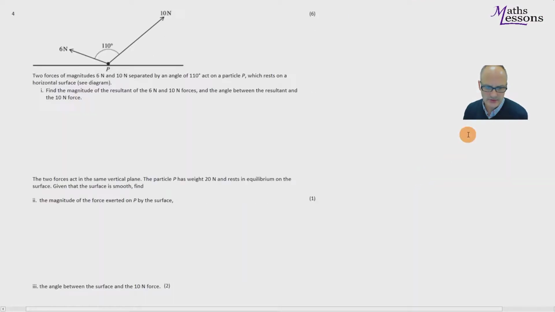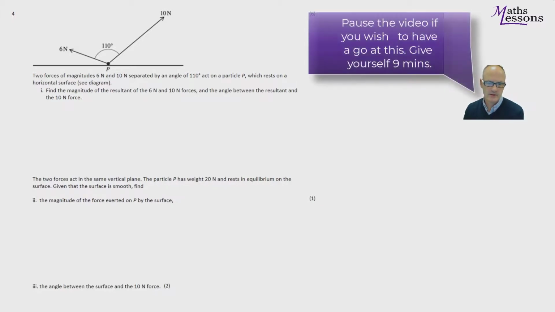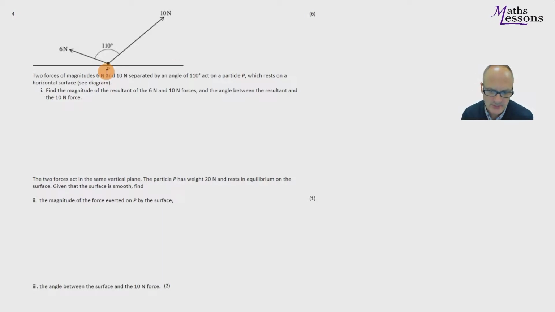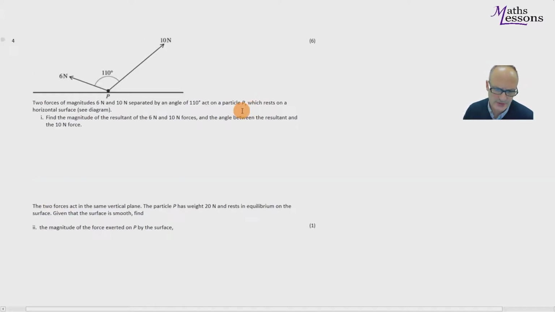Moving on to our next question. Okay, what we have here is two forces of magnitude 6 newtons and 10 newtons, separated by an angle of 110 degrees, acting on a particle P which rests on a horizontal surface. See this diagram. Find the magnitude of the resultant of the 6 newton and 10 newton forces, and the angle between the resultant and the 10 newton force.